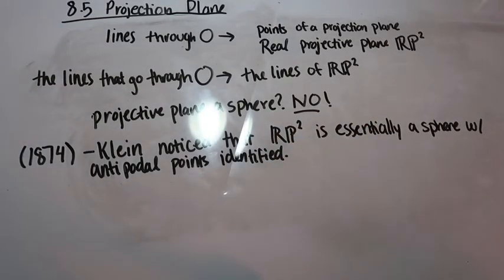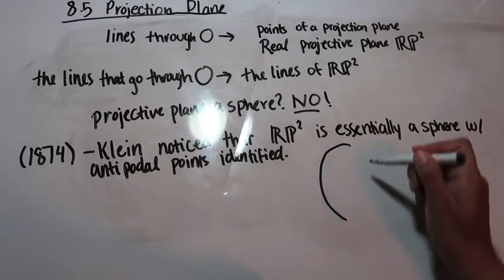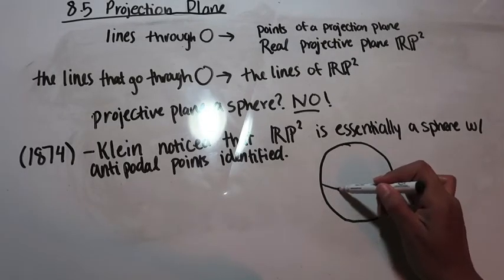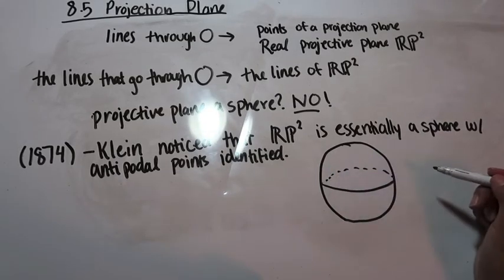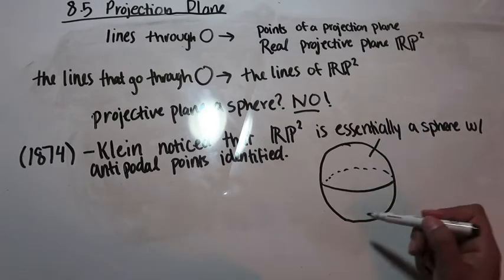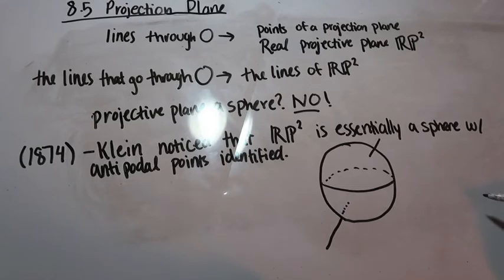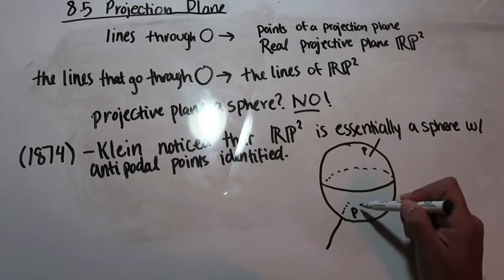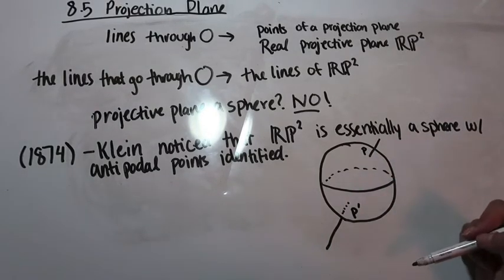So the antipodal points, if we have a sphere like this, so let's say this is our sphere, and we have this line that's going through it, or the points that are going through it, and then we have P here, and we have P prime here. So these are our antipodal points.